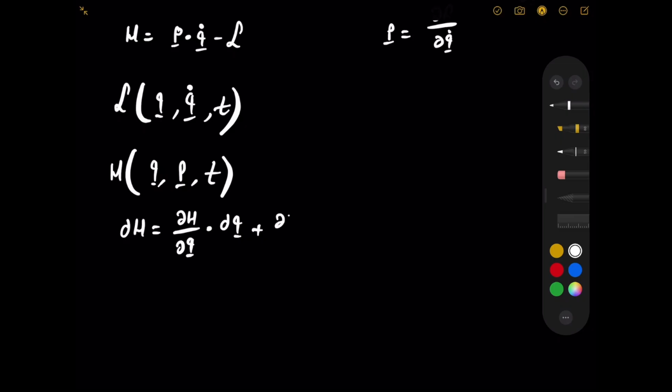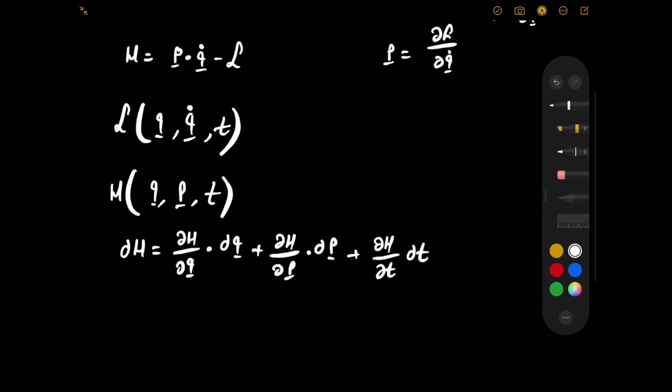And then that's going to be dH by dp, again keeping q and t constant, dotted with dp, plus dH by dt. We're not doing a dot product here because time is not a vector, it doesn't have components. So that's just multivariable calculus. And now we can also use this definition for the Hamiltonian, this Legendre transformation, to get another expression for dH.